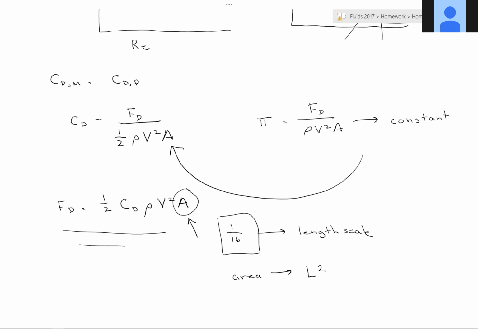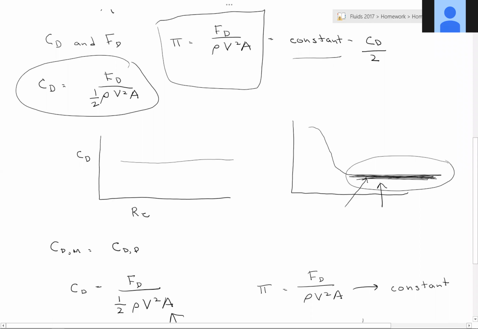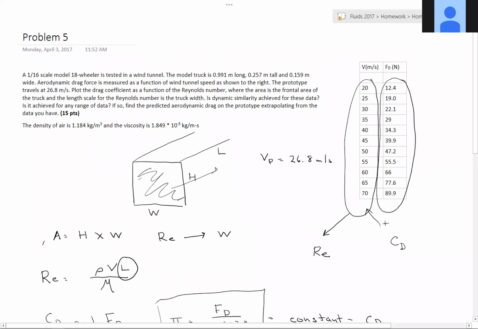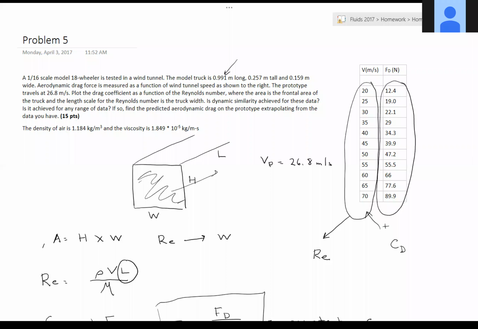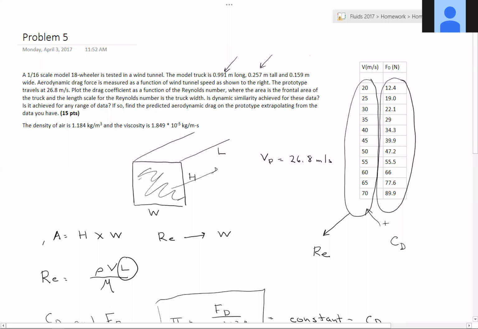If it were a volume, it would be 16 cubed. If it were a length, it would just be 16. And it doesn't matter whether it's actually a perfect cube or anything. Every part of that length is multiplied by 16. And I guess what we can go back to is if the model is 0.991 meters long, then the prototype is that times 16, or this times 16, or this times 16. Does that make sense?